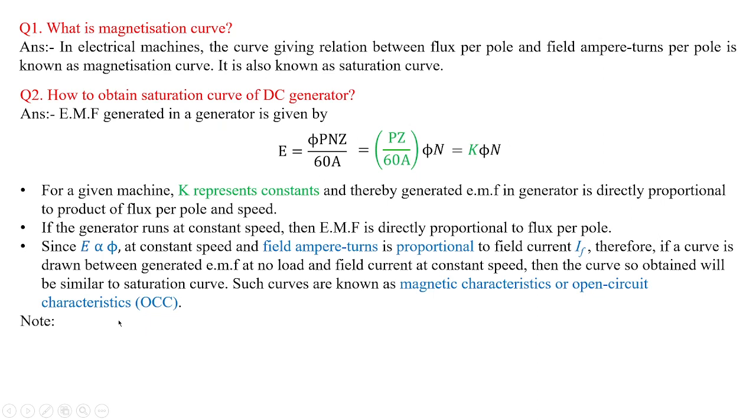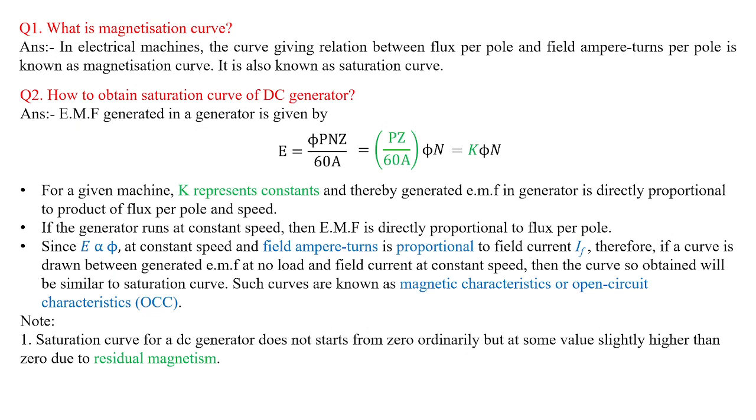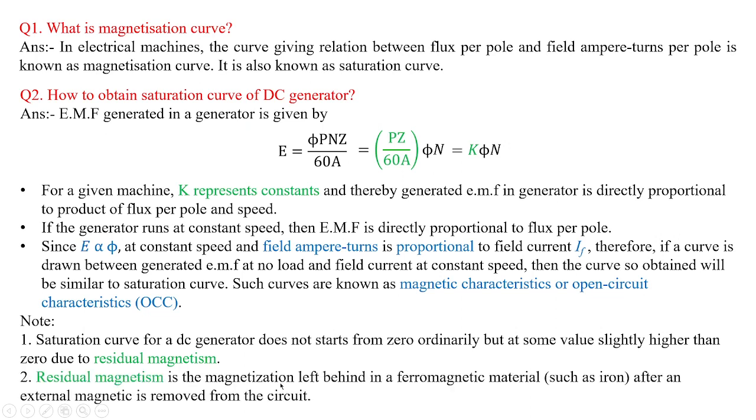You have to note in this concept that the saturation curve for DC generator does not start from zero ordinarily, but at some value slightly higher than zero due to residual magnetism. What is this residual magnetism? Residual magnetism is a magnetization left behind in a ferromagnetic material such as iron after an external magnetic field is removed from the circuit. So all these basic concepts you can go through in different textbooks or different literatures given by different authors. Especially when you look into electrical machines, that is Theory of Electrical Machines by J.B. Gupta, you can find these basic definitions.